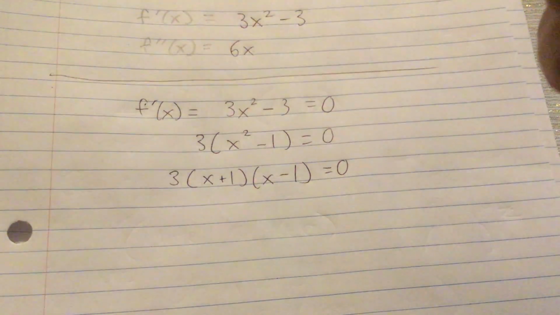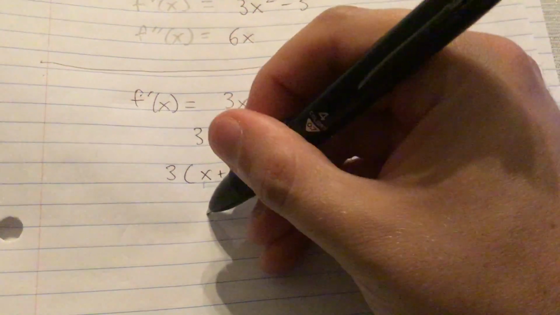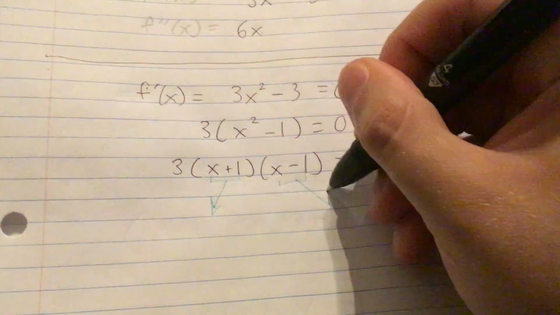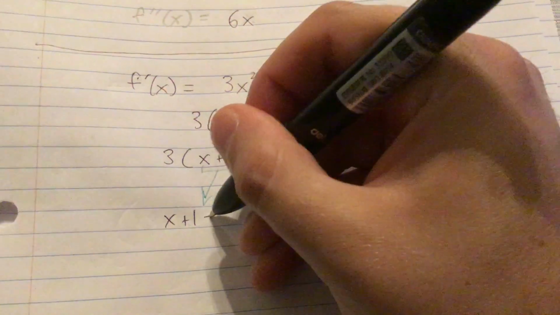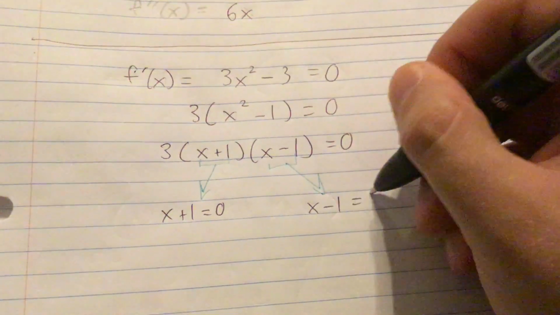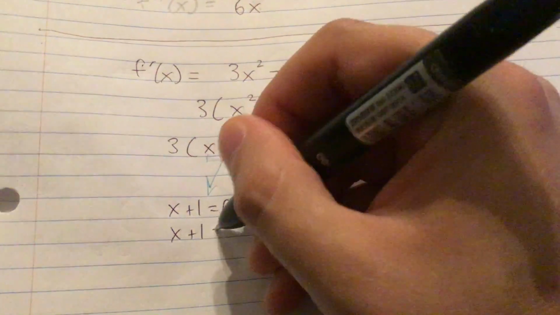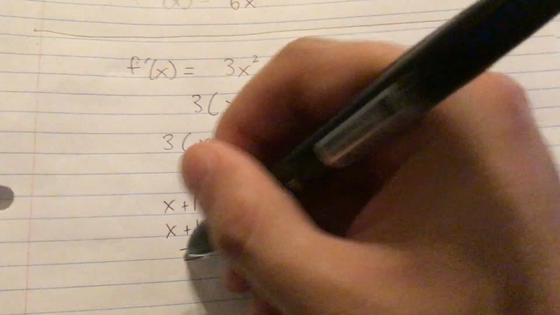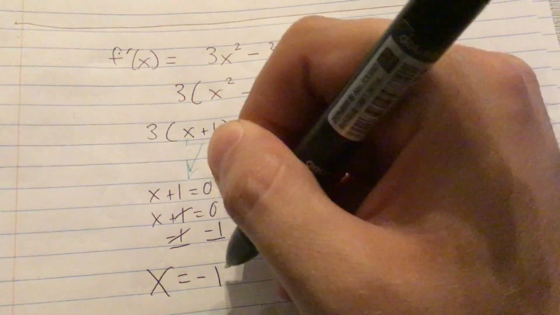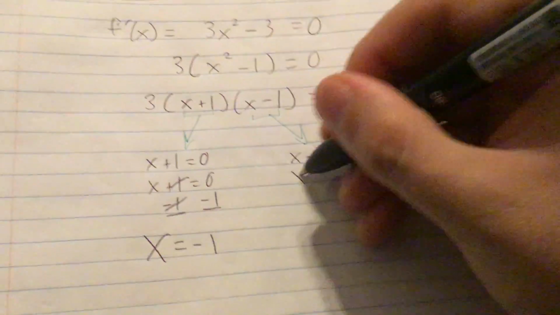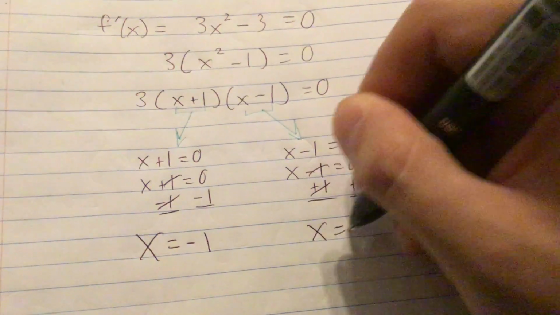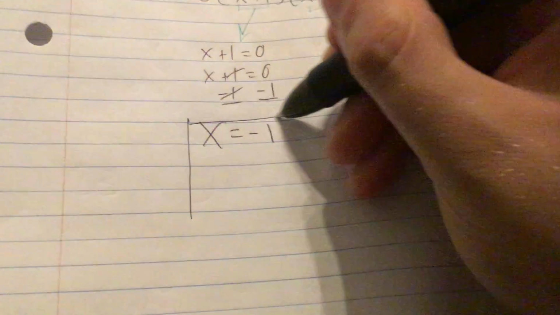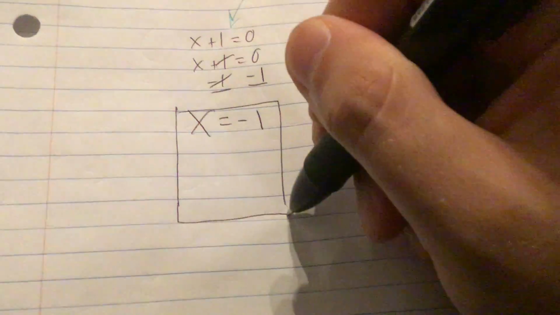And now I'm going to split this into two cases, because now I can break this up into x plus 1 is equal to 0, or x minus 1 is equal to 0. I'm going to subtract 1 from both sides. One of the critical points is located at x equals negative 1. The other critical point is x equals positive 1. Now, the second derivative test is going to tell me, does it rise or fall with my crystal ball?